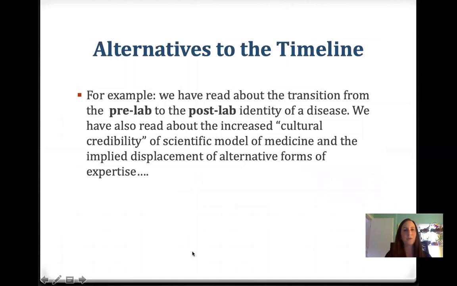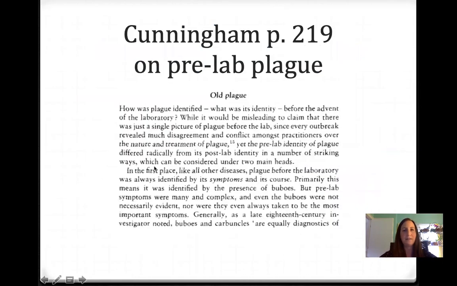For example, we've read about the transition from the pre-lab to the post-lab identity of a disease. If you haven't read the Cunningham yet, that's what Cunningham's going to talk about. We have also read about the increased cultural credibility of the scientific model of medicine and the implied displacement of alternative forms of expertise. This is a quote from page 219 of Cunningham on pre-lab identity of the plague.